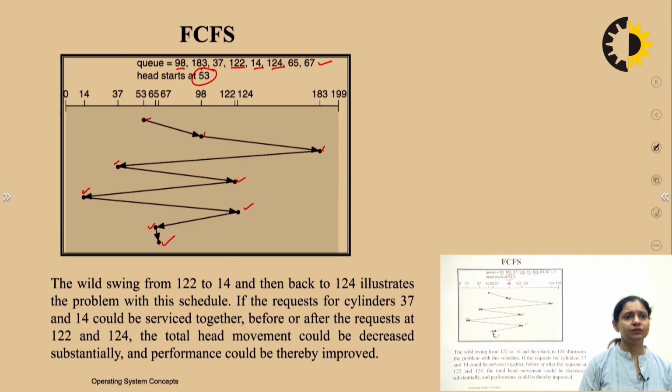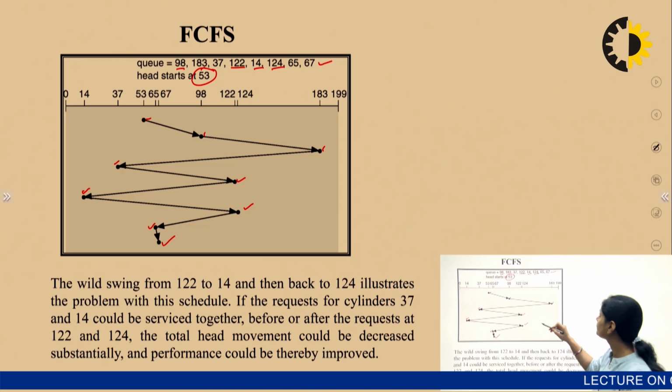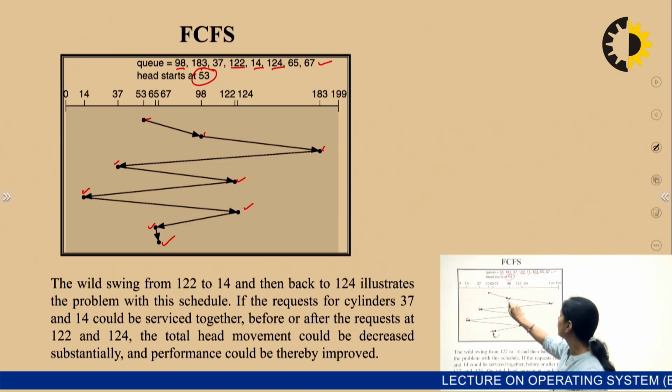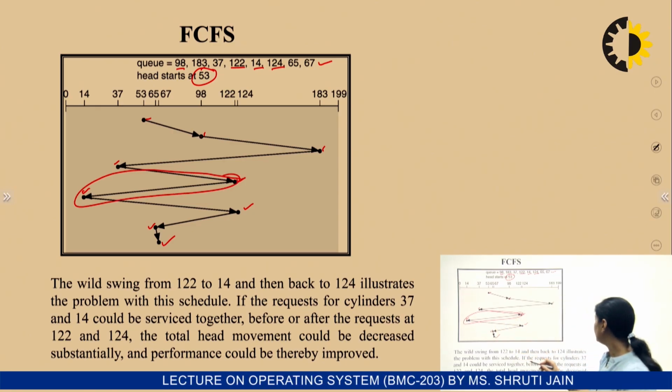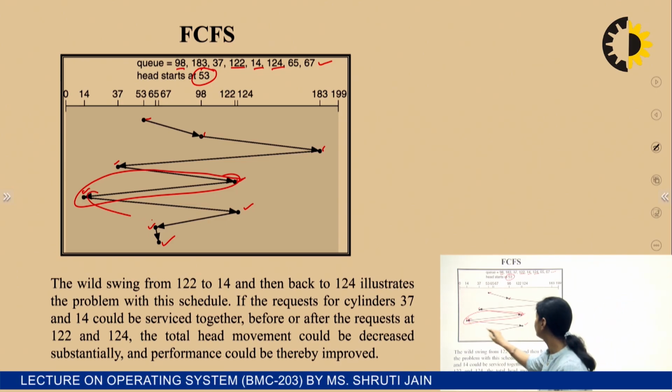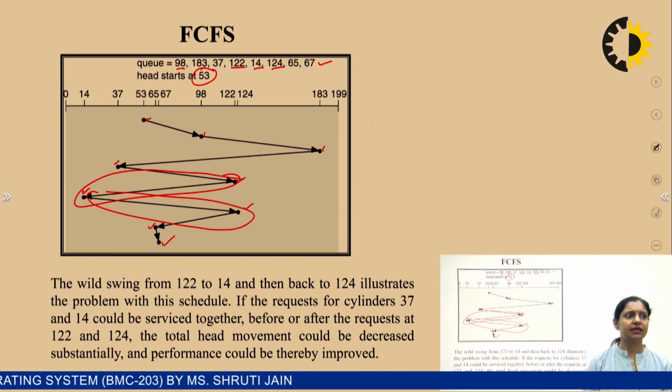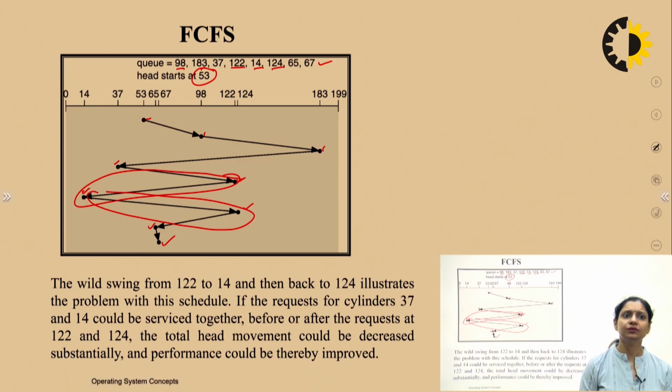If we look at the figure, the swing from 122 to 14, and then again from 14 to 124, approximately moving to the same side, illustrates the problem with this schedule. It is moving as and when the requests come in the queue, so there is a very long waiting time for the disk to move. The rotational latency is very high over here.